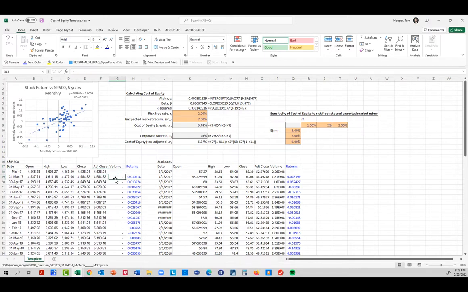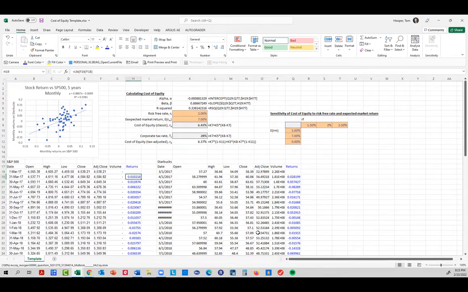They may or may not report volume. The S&P doesn't report volume here, but Starbucks reports volume. The only thing that's of interest to us is the adjusted close for the S&P 500 and the adjusted close for the stock. I've taken 60 points of monthly data here, so 5 years of monthly data, and calculated a monthly return.